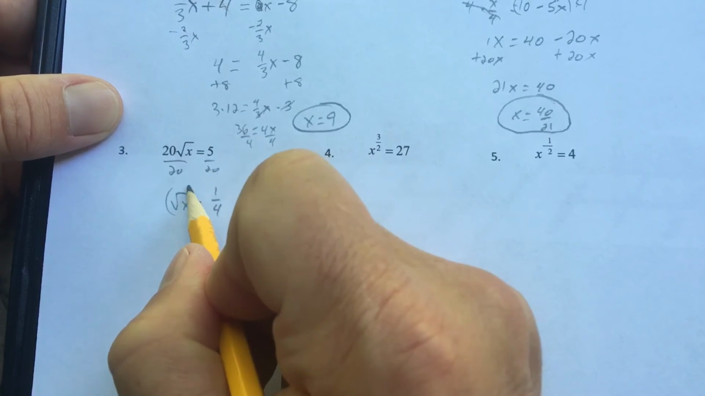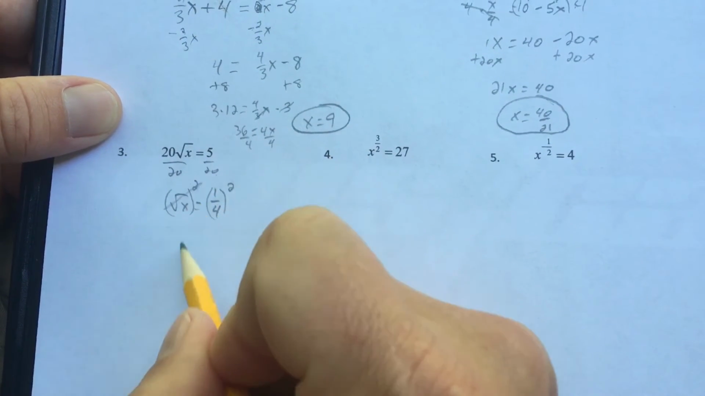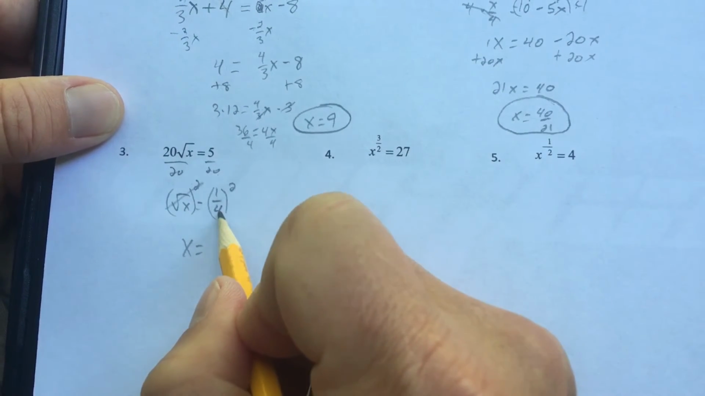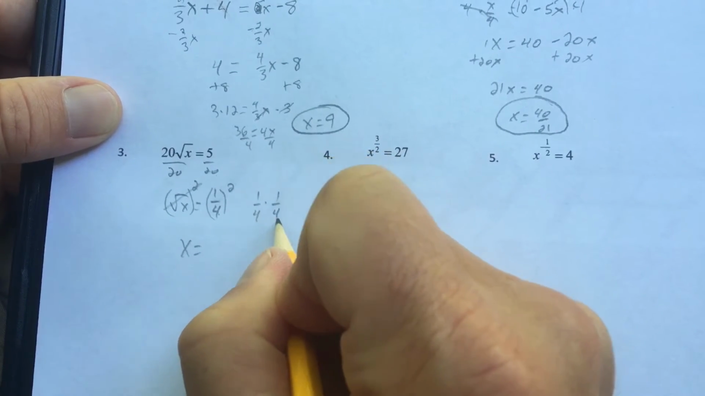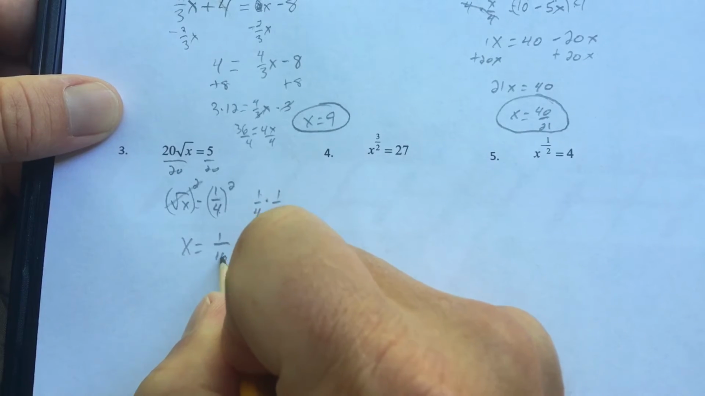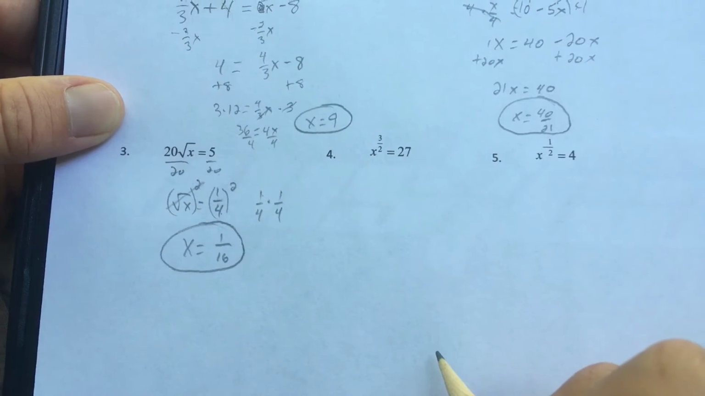So the opposite of square root is to square. So I'm going to square both sides. It's going to cancel that out. And 1/4 squared is 1/4 times 1/4. So if you think about that, 1/4 times 1/4, 1 times 1 on the top is still 1. 4 times 4 on the bottom is 16. So we get that right there.